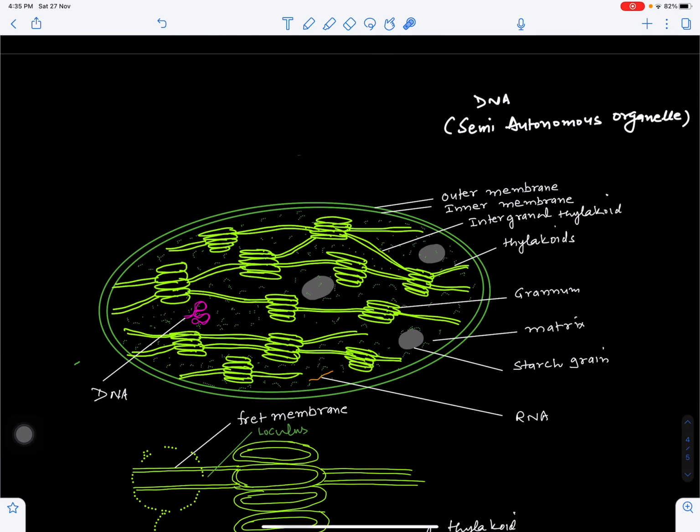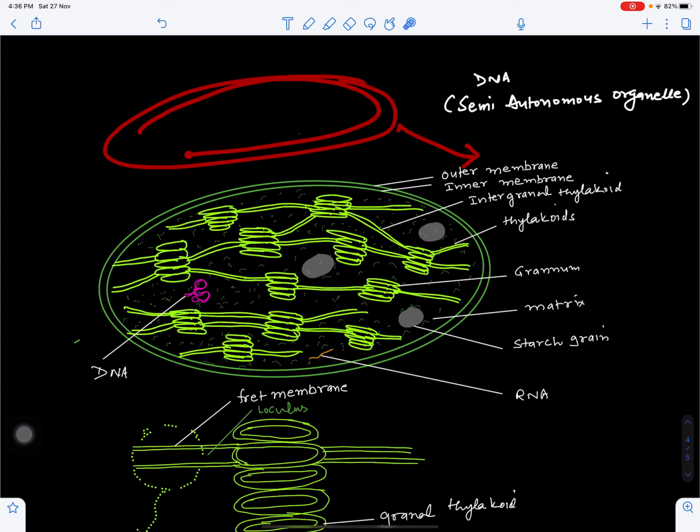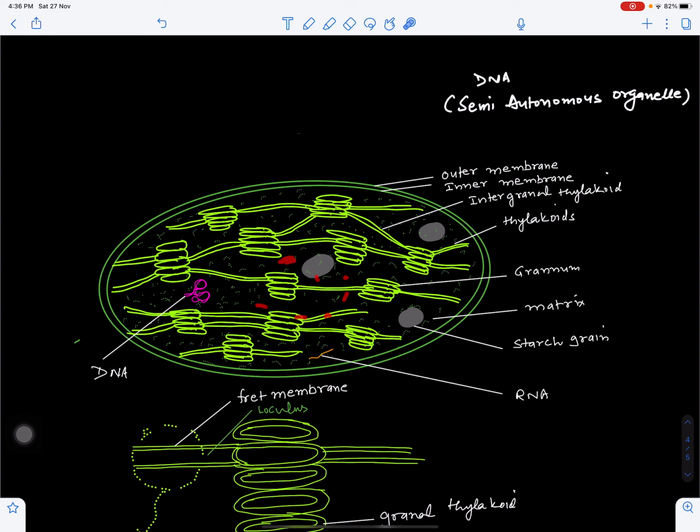Now if we see the structure of the chloroplast, it is bounded by a membrane, right? This is the outer membrane. Then they have an inner membrane. This is called the inner membrane. And inside of this, supposing this is the chloroplast, this will be the matrix or stroma. This is also called stroma, right? And in the matrix or stroma, we can see here it has thylakoids, right?